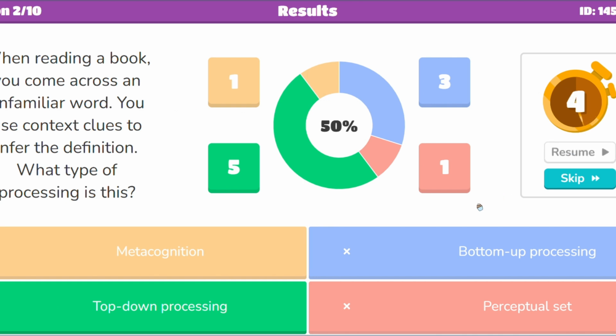Okay, some of us say bottom up processing. Bottom up is when you use your sensory details, but top down, because we're using previous knowledge, including the context clues, that's a form of top down processing. Metacognition is when you think about how you think. We talked about that already. And then perceptual set is your expectations in the future.